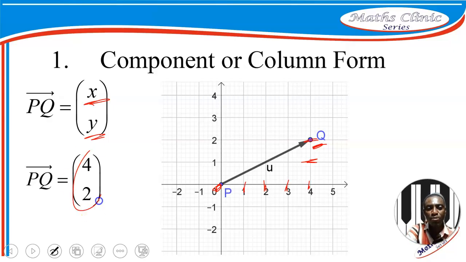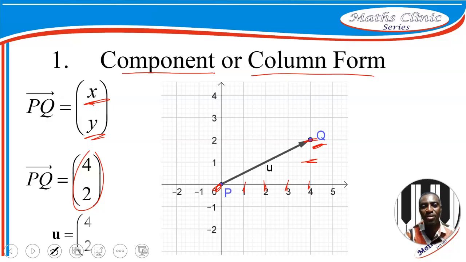Representing a vector in this form, where we have x and y components, is what we refer to as column form of a vector or component form of a vector. Let's study more about this. We can also use u to represent the vector. Remember, we said from the beginning that we can represent a vector with a small letter. But in writing it in your book, you write the small letter u and put a bar under it. That shows that you are dealing with a position vector, or a vector starting from one point to another point.